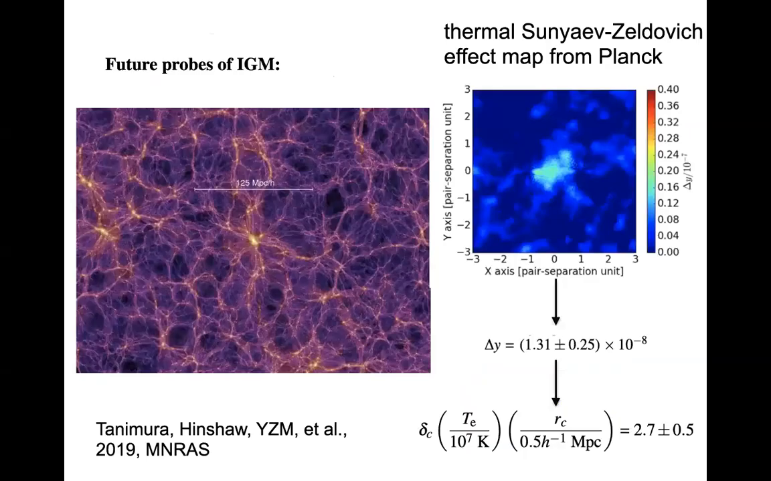For the future probe of the IGM by using FRBs, we should think about how we combine that with the Sunyaev-Zeldovich map, which is measured by Planck, so that we can decompose that DM with different morphologies of the large-scale structures and therefore infer the baryon content in the filaments and even in the voids, which is relatively lower compared to the halos. But those are very interesting targets to probe.